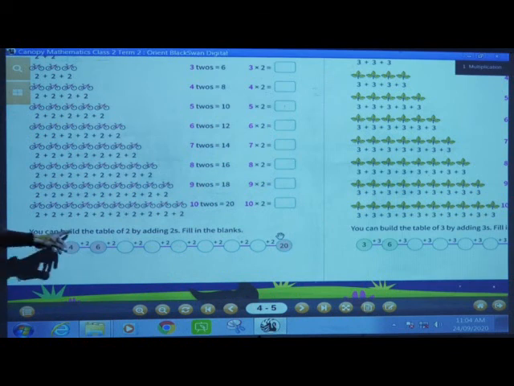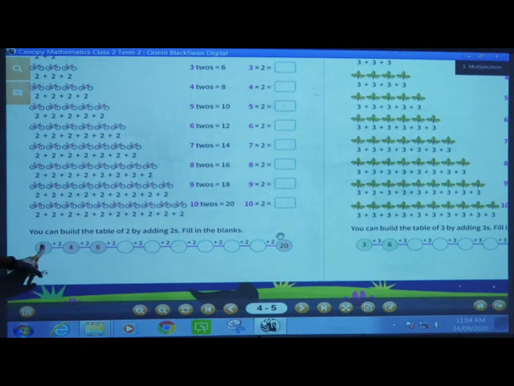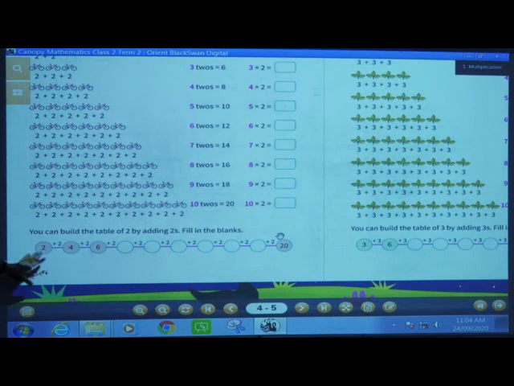You can build the table of 2 by adding 2s. If we add 2, we will get the table of 2. Fill in the blanks. See, here 2 is there. If we add 2 to this 2, what do we get? 2 plus 2, how much? 4. Count it. 1, 2, 3, 4. So 2 plus 2 is equal to 4.